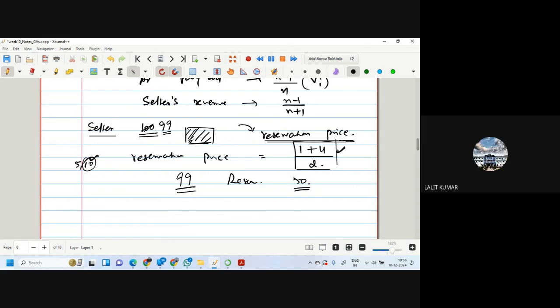So if you have seen these IPL auctions also, there is a reservation price. And in most auctions, there is a reservation price that you cannot bid less than that. And how that is calculated, reservation price is equal to (u plus 1) by 2, where u is the value to the seller. So in this case, it is 99. So he will keep a reservation price as 50. That you cannot bid less than 50. Okay.